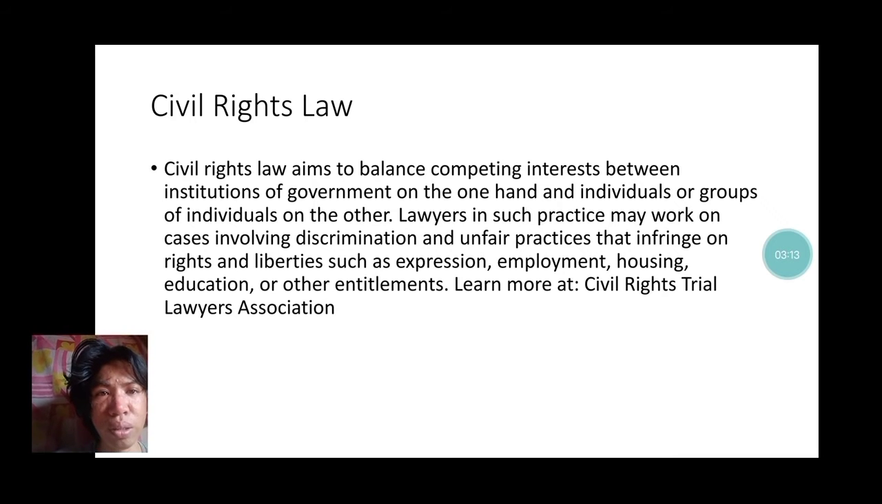So civil rights law aims to balance competing interests between institutions of government on the one hand and individuals or groups of individuals on the other. Lawyers in such practice may work on cases involving discrimination and unfair practices that infringe on rights and liberties such as expression, employment, housing, education, and other entitlements.